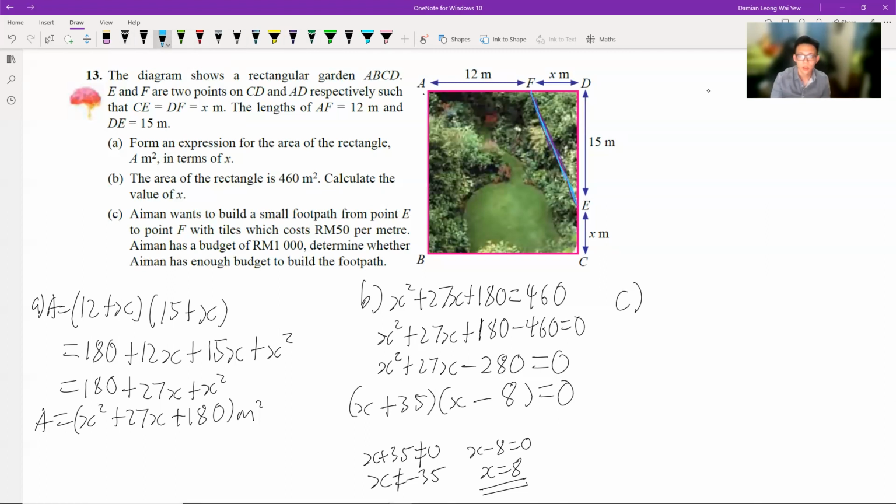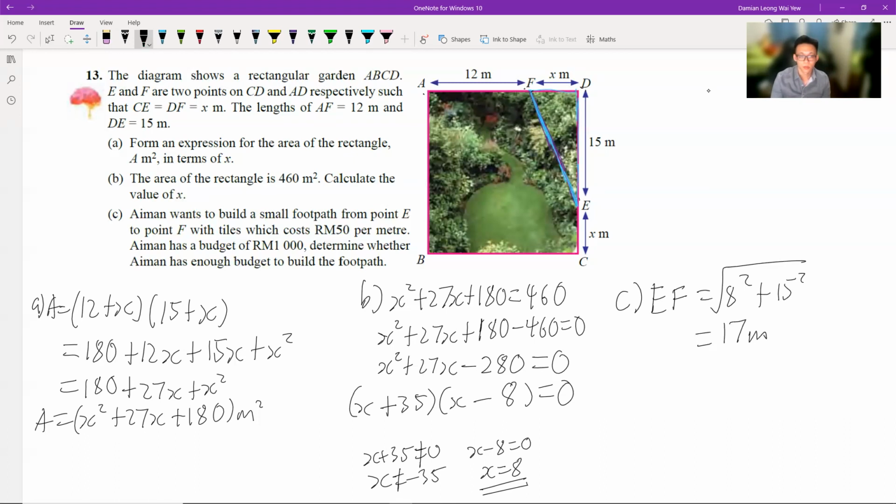Okay. So you can see this is a right angled triangle. So to find, I need to find EF length first. So I need to use Pythagoras theorem. I know DE is 15. DF is your X, which is 8. So EF is square root of 8 square plus 15 square, 17 cm. 17 meters. Sorry.